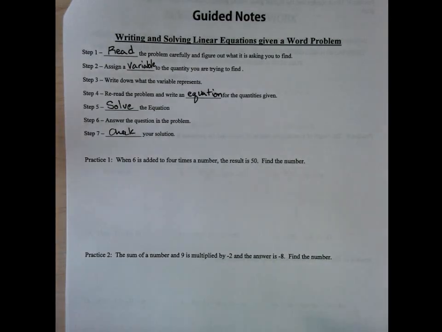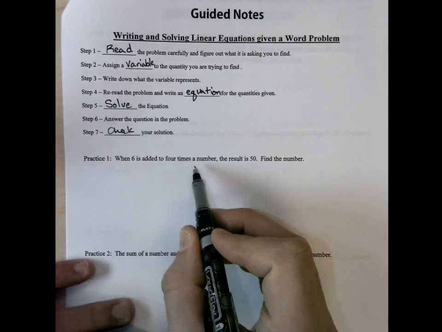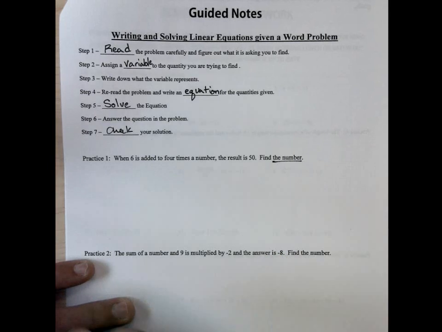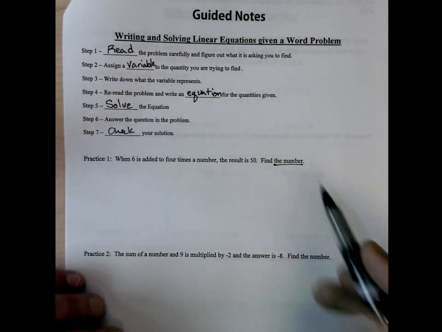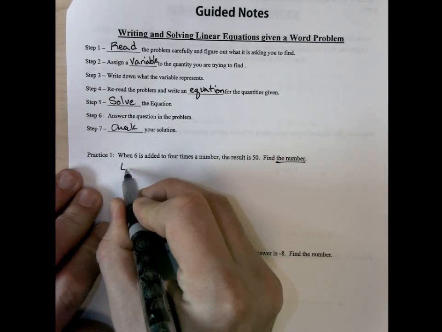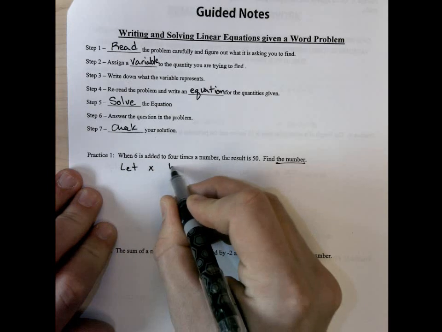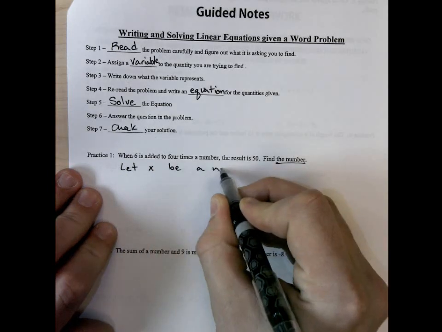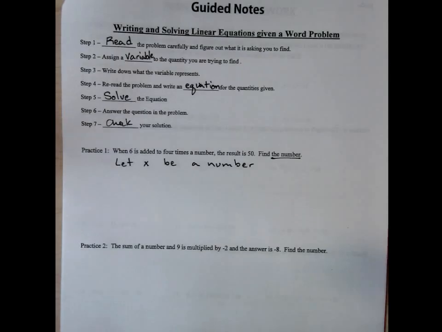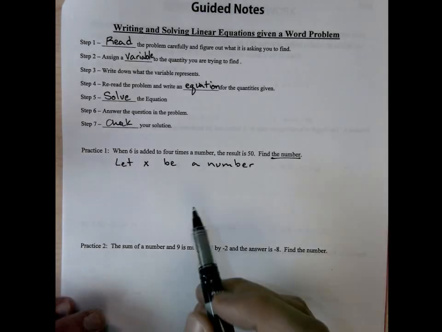So when 6 is added to 4 times a number, the result is 50. Find the number. Right here, it tells you what you need to find. So we read the problem carefully and figure out what we need to find. We're trying to find a number. So what we want to do here is let x be a number. Okay, so we assigned a variable and wrote down what the variable represents. Now we're going to reread the problem and write down an equation for the quantities given.